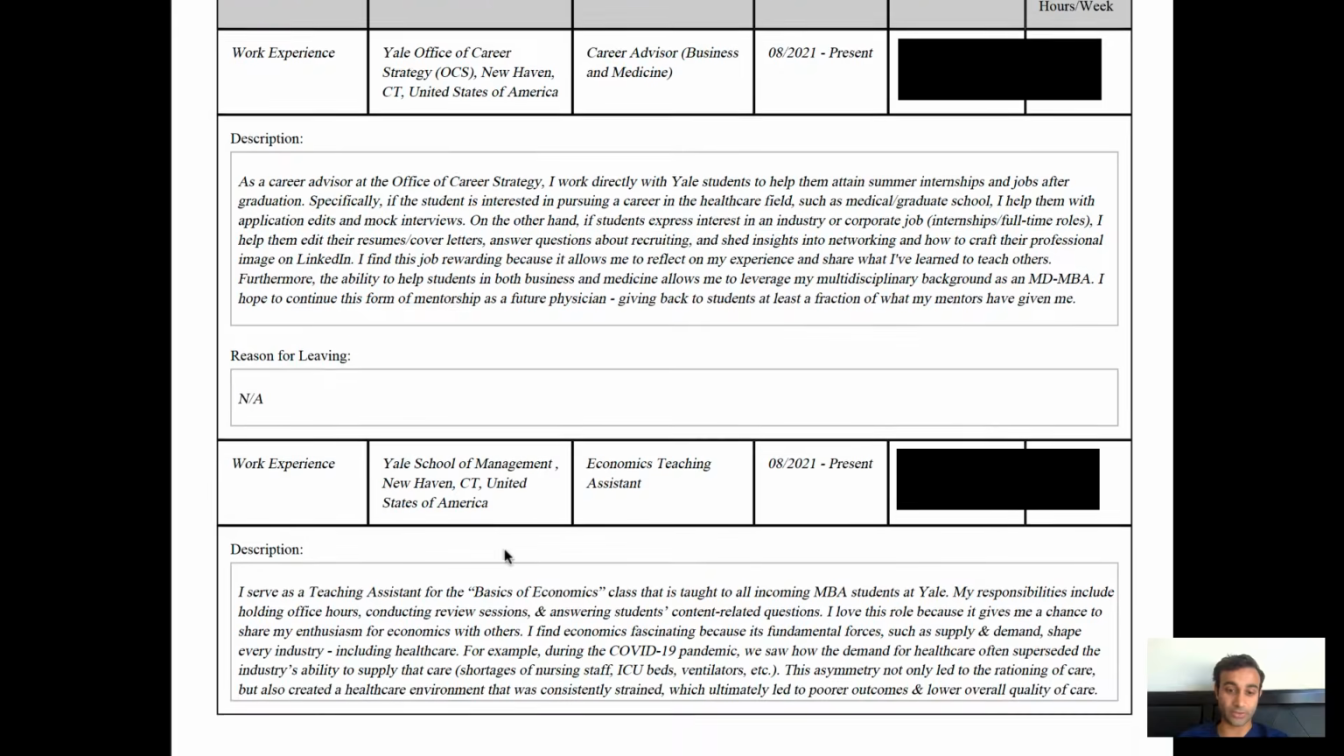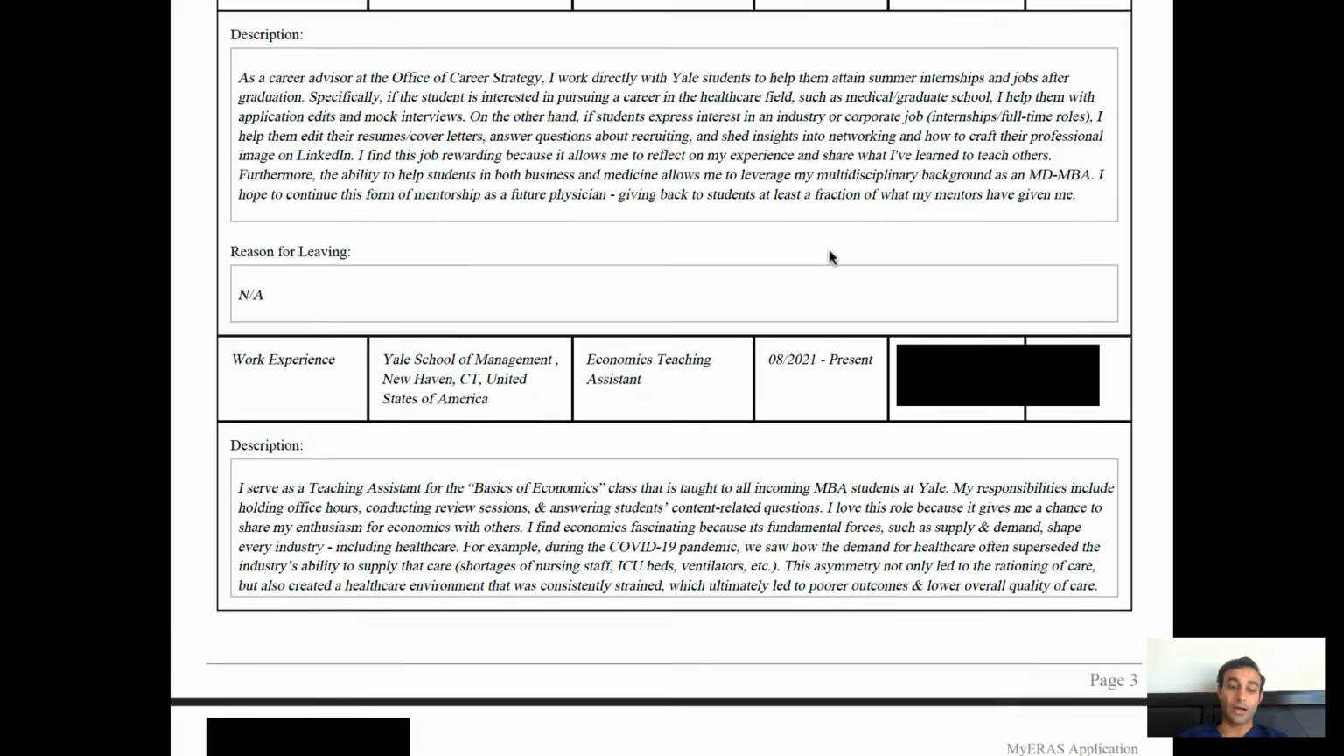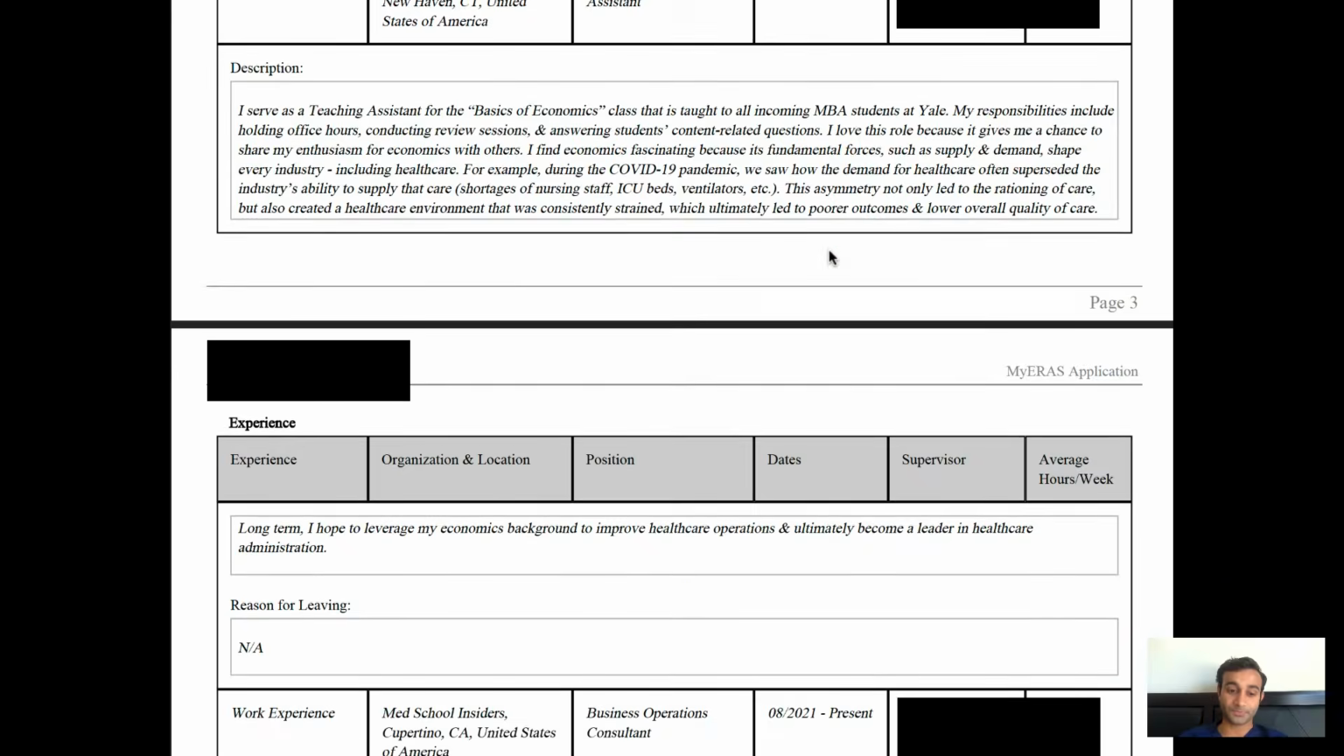Similarly, you'll see here I also included the fact that I was a teaching assistant. And this is, again, another work experience because I got paid for it. So usually if I got paid for something, I classify it as a work experience. And you'll see that I talked a bit about what I did and ultimately why it relates to my desire to pursue residency, whether that's in the form of me liking teaching or even in the form of the fact that, talking about mentorship as a physician. So now let's just keep going down.